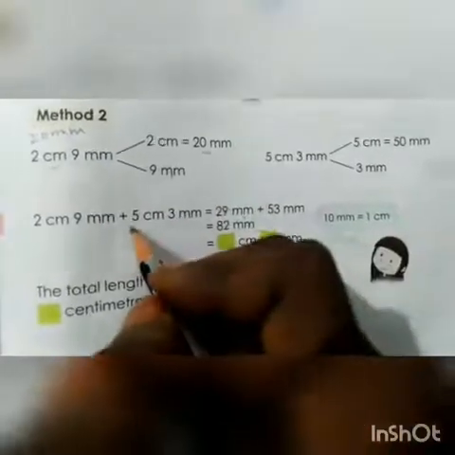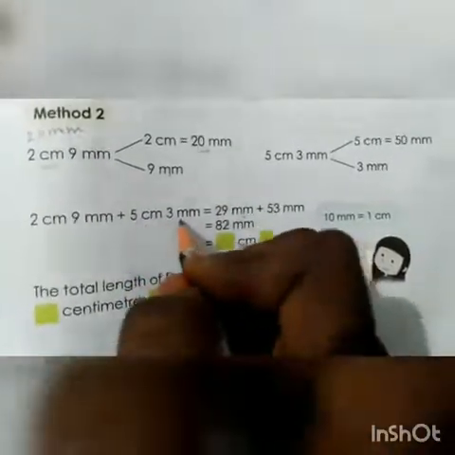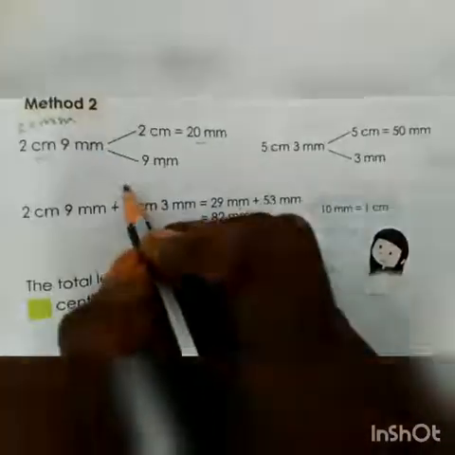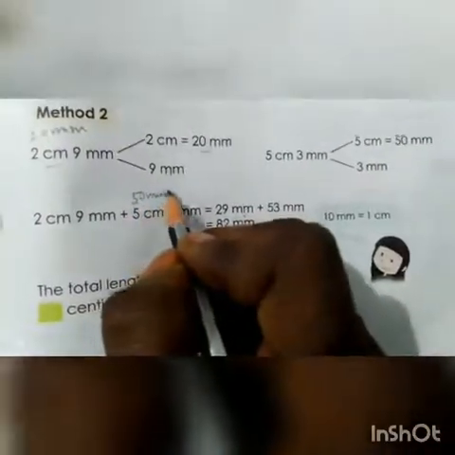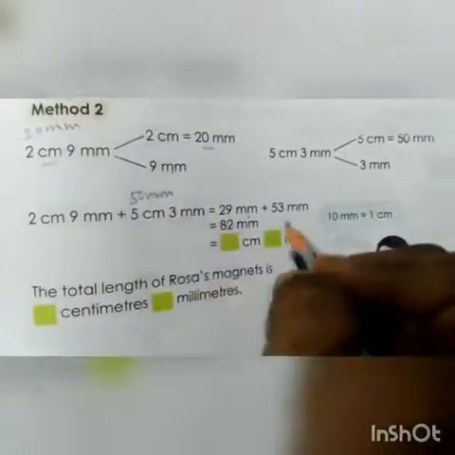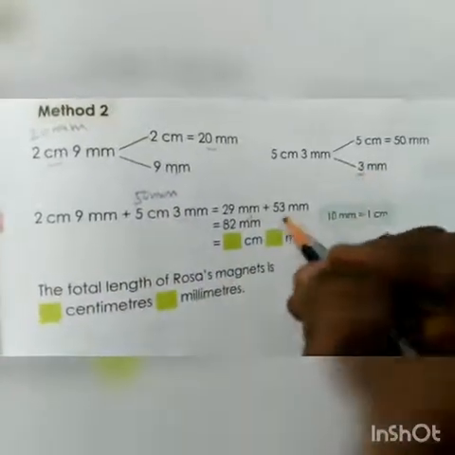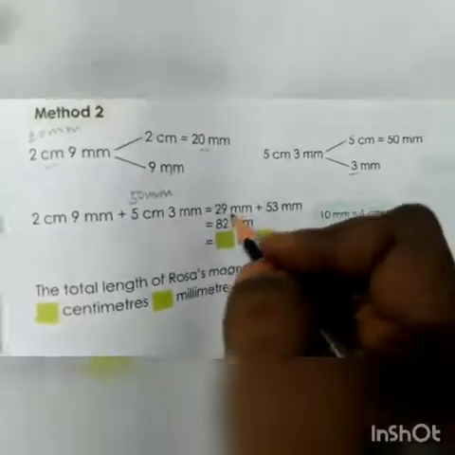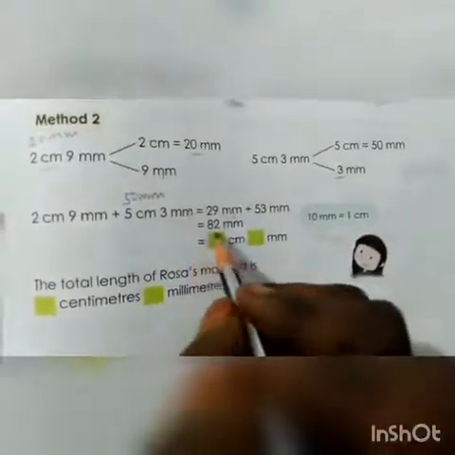Then change next value. 5 centimeter 3 millimeter. 5 centimeter is equal to 50 millimeter. So 50 plus 3 is equal to 53. It was done over here. So 53. Now add millimeter values. 29 plus 53 is 82.